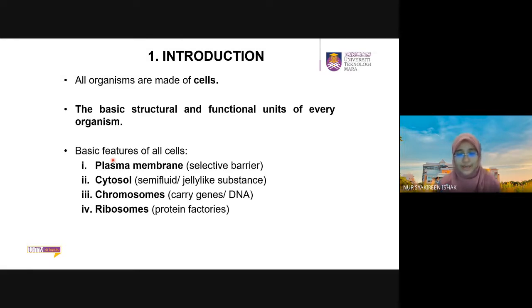Cytosol is the semi-fluid or jelly-like substance where all the organelles and other substances are suspended in this medium, okay? So the fluid we call the cytosol, but the combination of the fluid and all the components, the organelles and other molecules found in the cytosol, we call the cytoplasm, okay? And then you have the chromosome, okay? Both prokaryotes and eukaryotes have chromosomes, which are the genetic material that carries genetic information for that organism, okay? So most organisms will have DNA lah, kan?